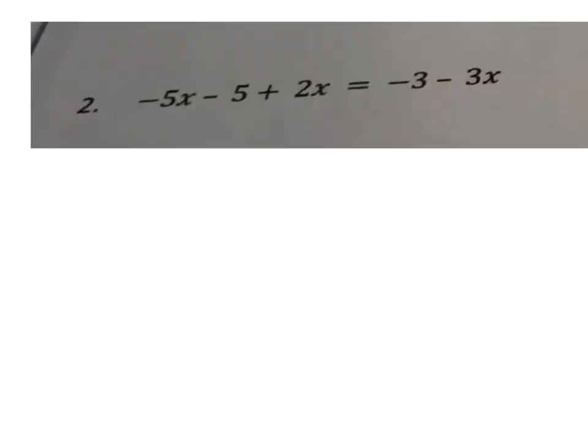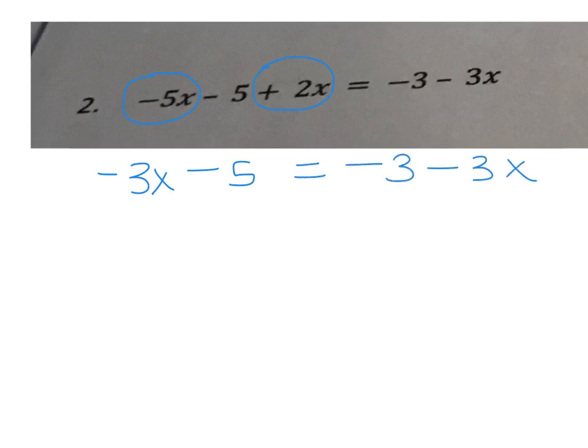All right, so here's problem number 2. So again, we have no distributive property and no fraction. So we're just going to start with combining like terms on the same side. So I have negative 5x and positive 2x. When I put those together, that gives me negative 3x minus 5 equals negative 3 minus 3x. Okay, next thing I'm ready to do is move the variables to one side. So if I have a negative 3x and a negative 3x, I can go either side. I'm going to add 3x to both sides.